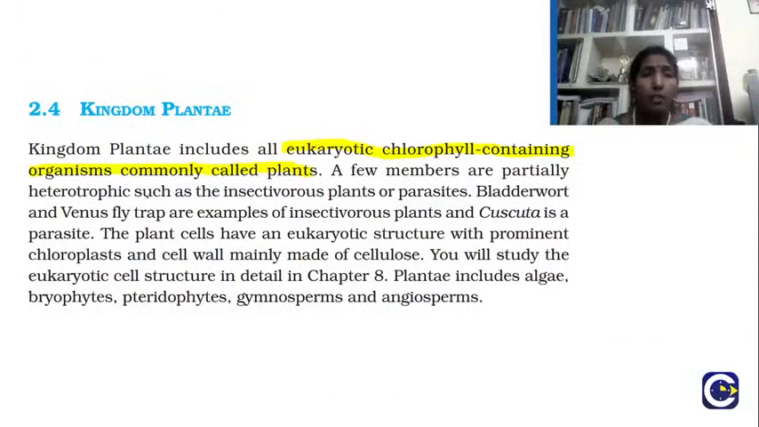The next, coming to another interesting part, is the plant kingdom. When I say plant kingdom, immediately our mind should strike that they are all eukaryotic. They have got chlorophyll, and that's what we call plants. Mostly when I say plants, our mind immediately thinks they should be autotrophic.